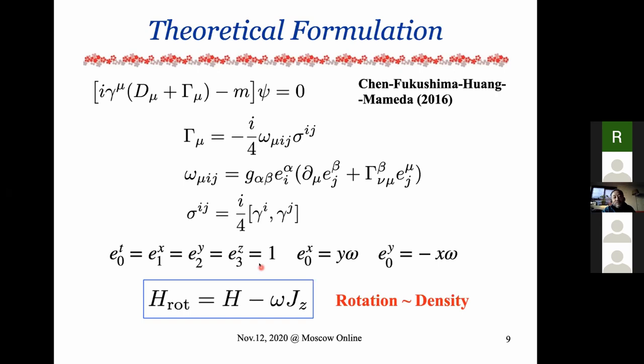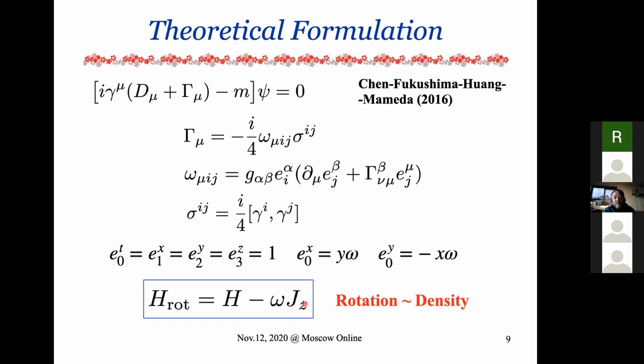And what you have, after all, is a shift of the Hamiltonian. If you consider the Hamiltonian in the rotating frame, then this energy is shifted by a term proportional to the angular velocity times the total angular momentum, J_z. Because the angular velocity is taken along the z direction, the z component of the total angular momentum is picked up here.